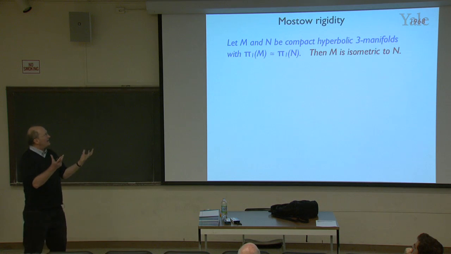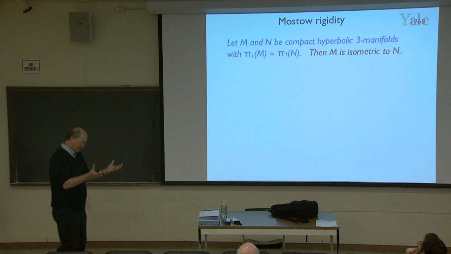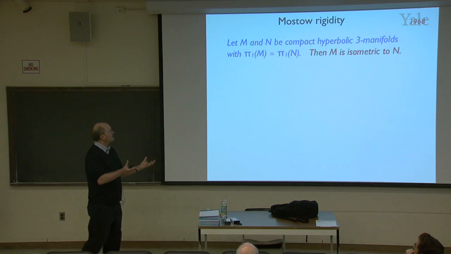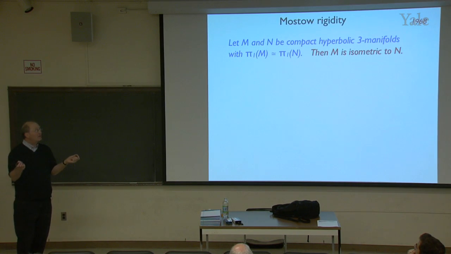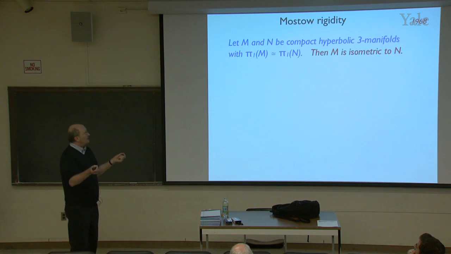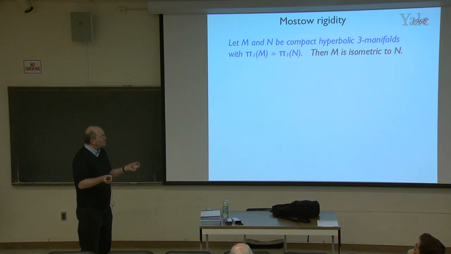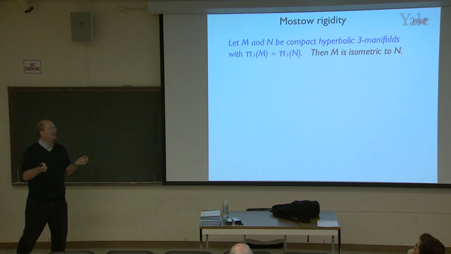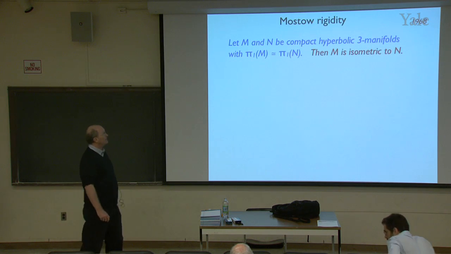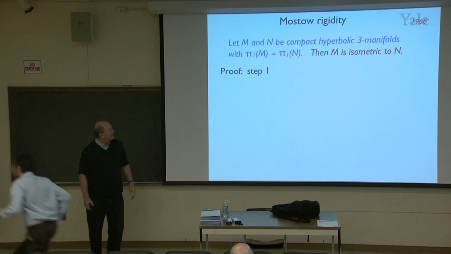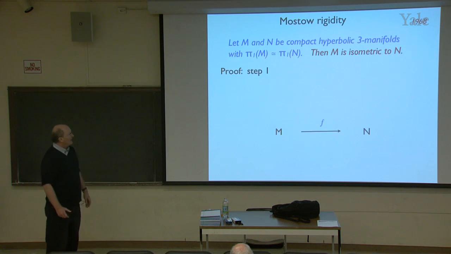If you have two compact hyperbolic three manifolds, that is, closed three manifolds with metrics of constant negative curvature, if a purely combinatorial invariant, their fundamental group, if their fundamental groups are isomorphic as groups, then the manifolds are isometric as manifolds. So for example, the volume of the manifold becomes a topological invariant. So here's the proof. Step one.